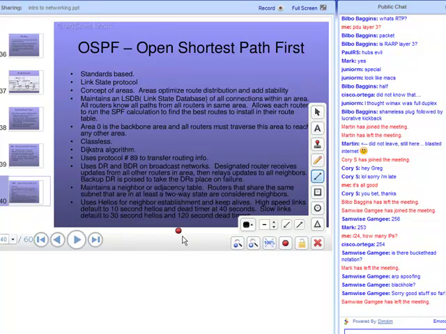OSPF. I've got a lot in here about OSPF because it's what most people are going to run. I've got a short blurb on EIGRP, which is the Cisco proprietary one, which if you're taking the CCNA, you're going to need to know, because Cisco wants you to know how to use their personal stuff. But for the rest of us that aren't about to take a CCNA, I'm going to go over OSPF a little bit more. Open Shortest Path First. Standards based.